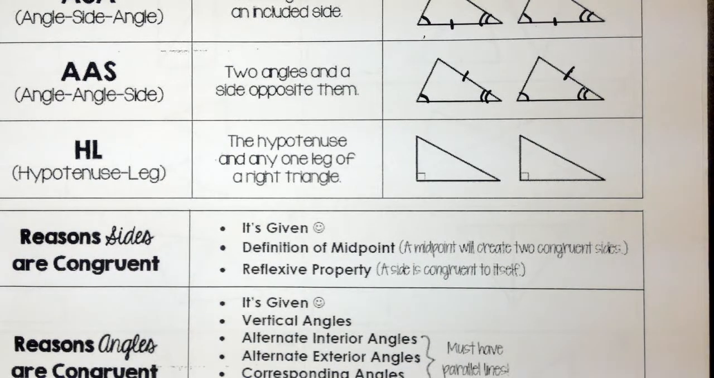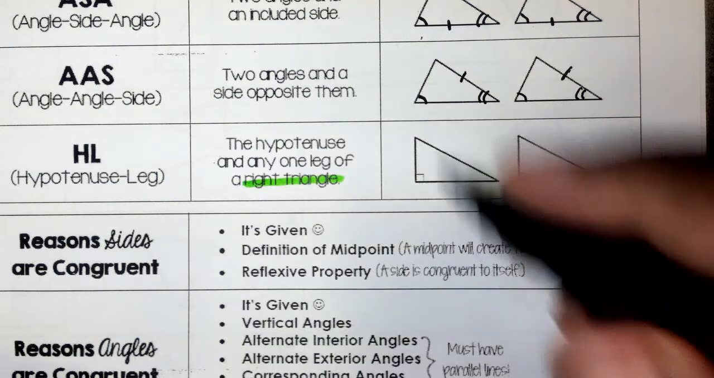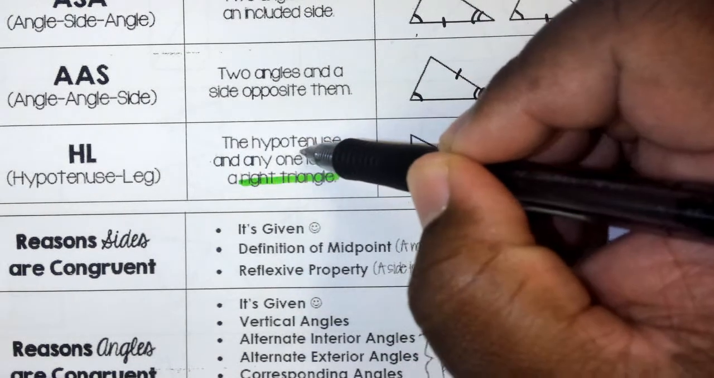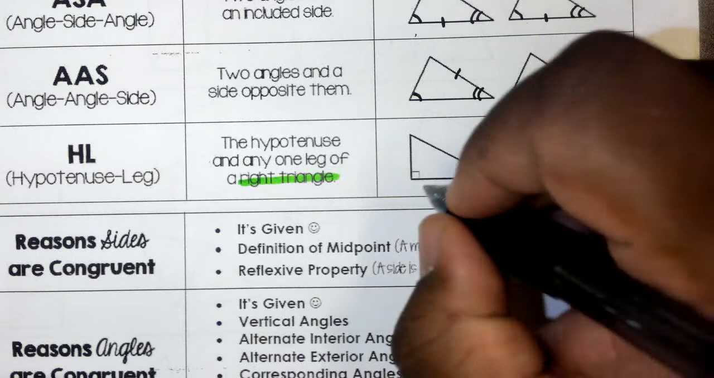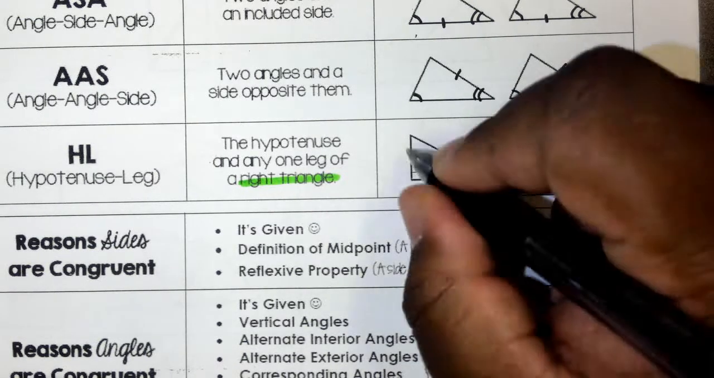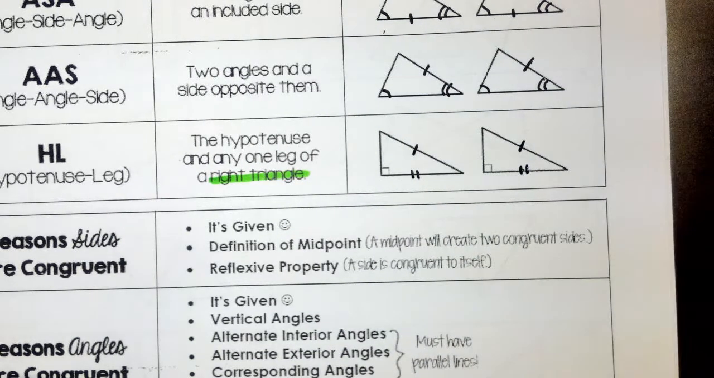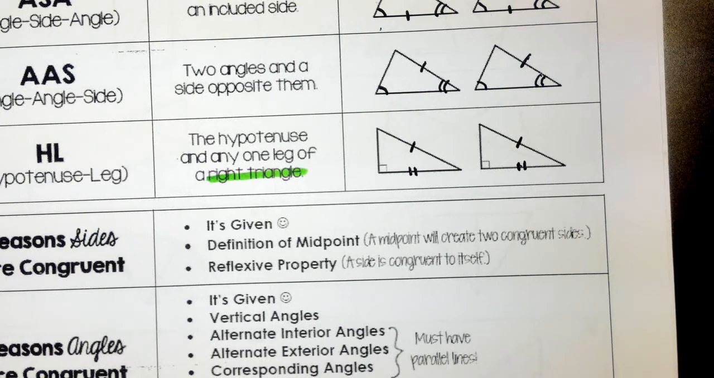Next one, hypotenuse leg. This is only for right triangles. You can only say hypotenuse leg if you have right triangles, and it's not necessarily true even if it's a right triangle. Certain requirements have to be met for hypotenuse leg. First, it has to be a right triangle that you're looking at. And then after that, the hypotenuse and any one leg of that right triangle have to be marked congruent. So it has to be a right triangle first, and then the hypotenuse, which is that longest side across from the right angle, and then either one of your legs has to be marked. These are the requirements for the hypotenuse leg theorem. If it doesn't meet those, even if it's a right triangle, it's not hypotenuse leg.